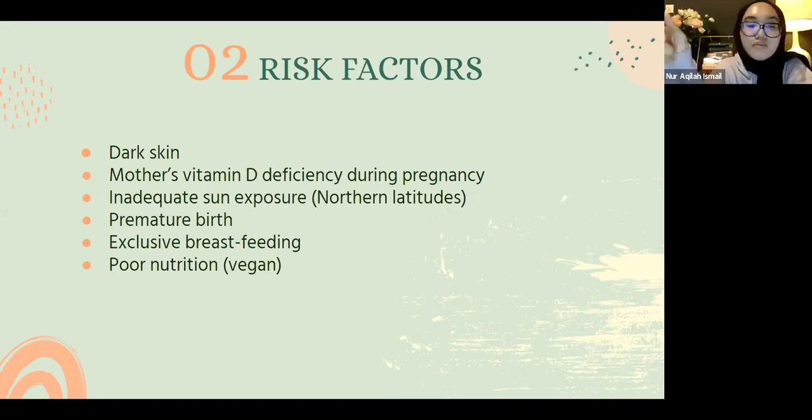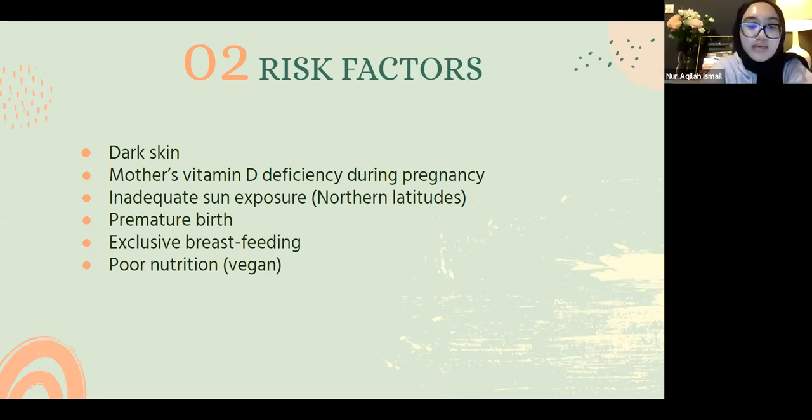But I think nowadays it doesn't really matter wherever you live, because for example, if you live even in a hot country like Malaysia, but you are leading, I would say, a very sedentary lifestyle, playing video games at home and plus PKPB some more, the child is still at risk to have it as well.